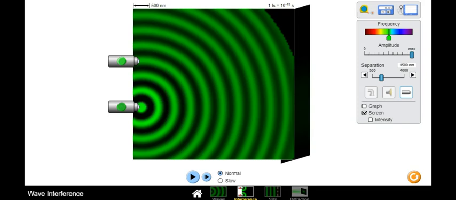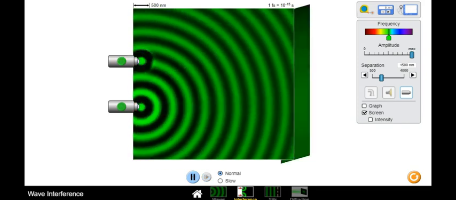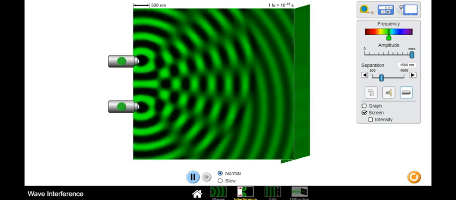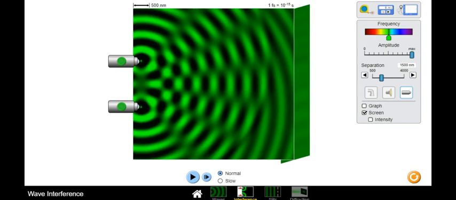And now I'm adding the second source of waves. And like in the water, interference images are starting to form. You will see the light, the bright and the dark. They are called fringes, so the bright fringes and the dark fringes that are alternating. And now let's see what happens on the screen.